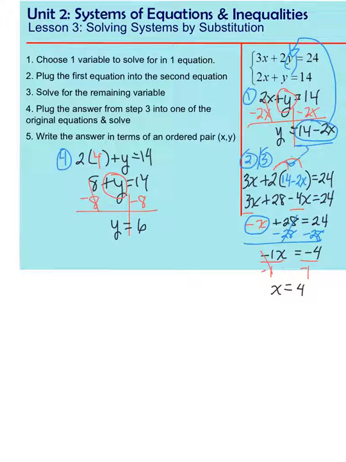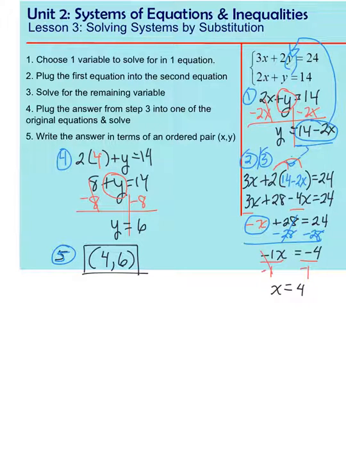So your very last step, and this is an important step, we're not done, you have to write the answer in terms of an ordered pair. If you forget to do this, you're going to lose points because the answer is an ordered pair. It's not a separate x and y value. So you have got to remember to rewrite it. So our x value is 4 and our y value is 6, and this is what your answer should look like.